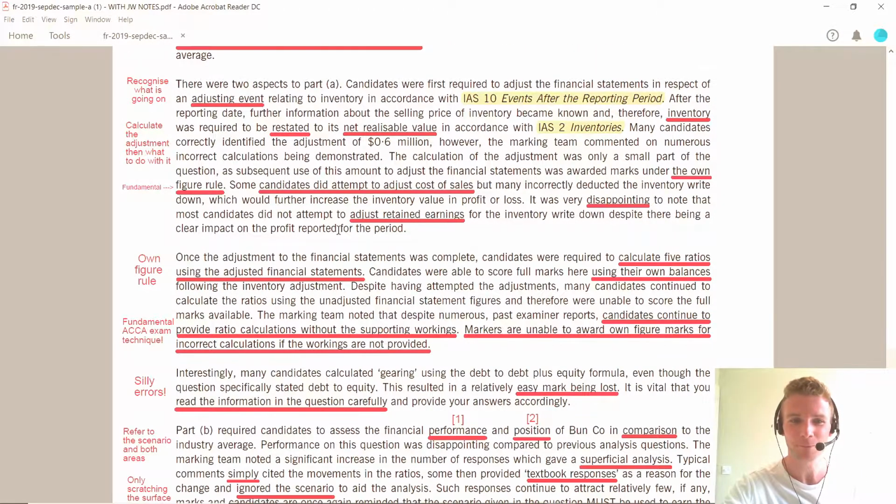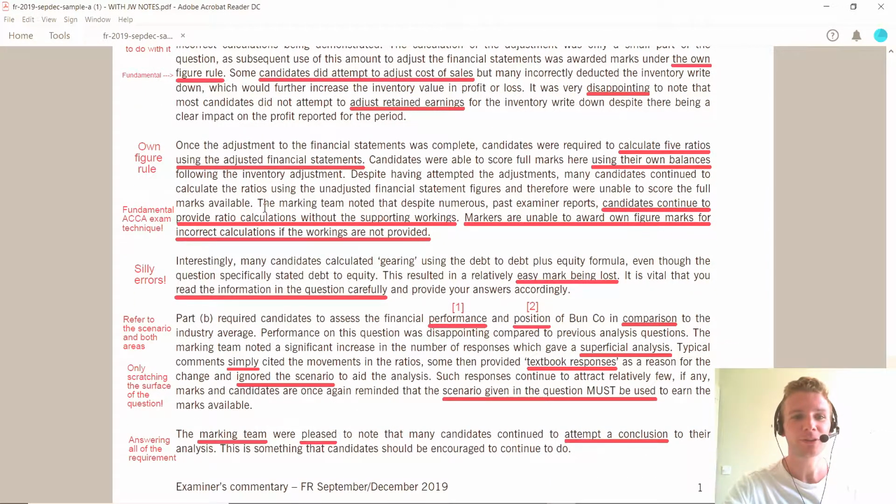That's the interesting thing. Coming on to the next point on here, we have again the own figure rule, where we had to calculate 5 ratios. But this was a case of making sure you actually use the correct, that was the key thing here, adjusted financial statements. So if you're using your own balances here and following the inventory figures, you'd have picked up on all of the marks from this as well. So even if you made, again, those small mistakes, it's all about getting down the workings. It's going to come with past paper practice, hence why I've reviewed this exam top to bottom as well, for your benefit.